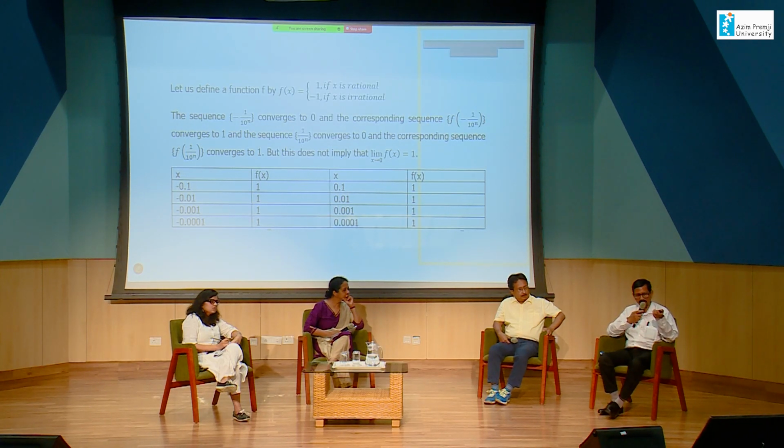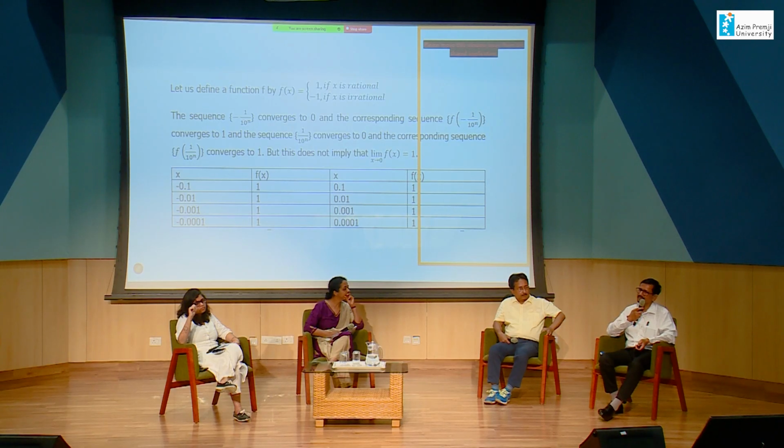Suppose f(x) is given by 1 if x is rational, and by -1 if x is irrational. We can have 2 sequences displayed. x approaching 0 over the sequence 1 upon 10 raised to the power n, and the corresponding value of the function always will remain 1, because 1 upon 10 raised to the power n for every value of n will remain a rational number.